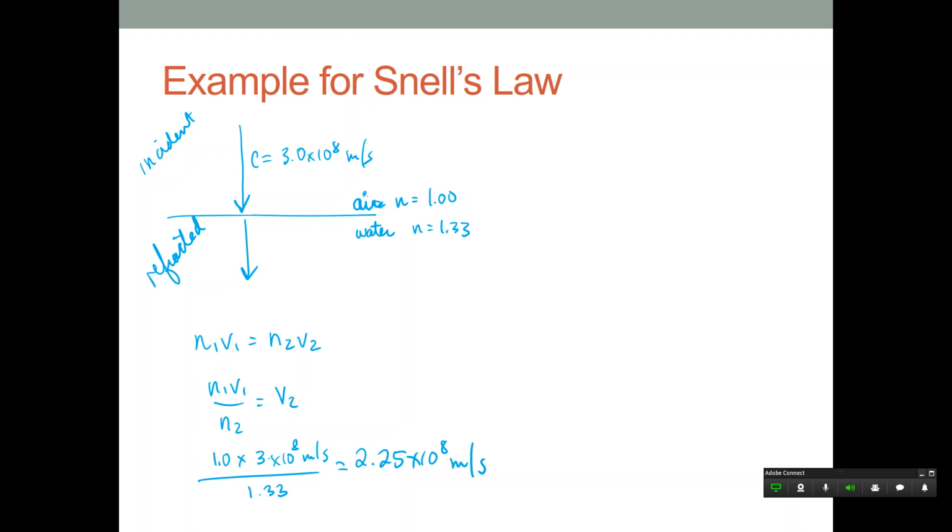Now, imagine another example. This time, you're going at an angle. And this angle from the normal, we're going to call, let's say, 30 degrees. And we're going to say this is an N of 1, and this is an N of 1.33. So it's going from air into water, and it's going to slow down. I'm going to pause this for just a moment, and I want to ask you guys another question.